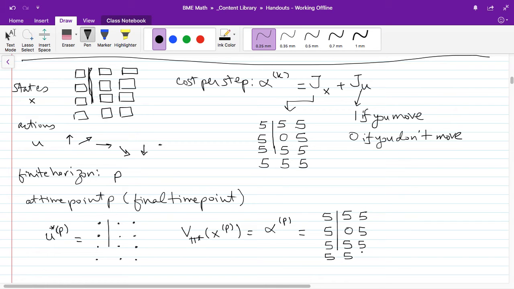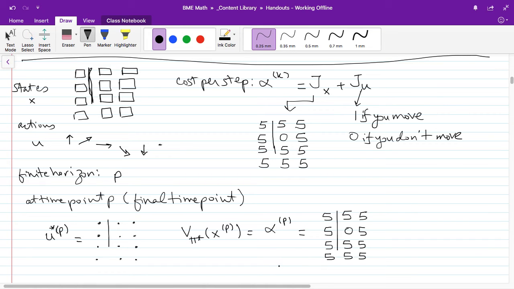So for every state, I have a value. And if I didn't do anything when I was at time point P, this is how much it's going to cost me. So that's the value function under the optimum policy. This is as small of a number as I can have here in any one of these states at time point P.